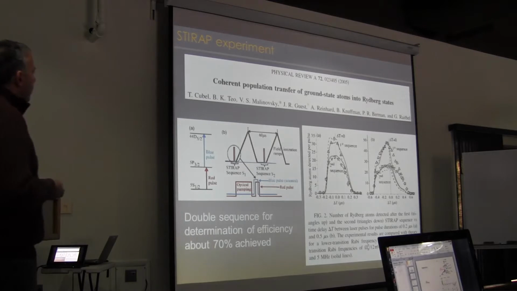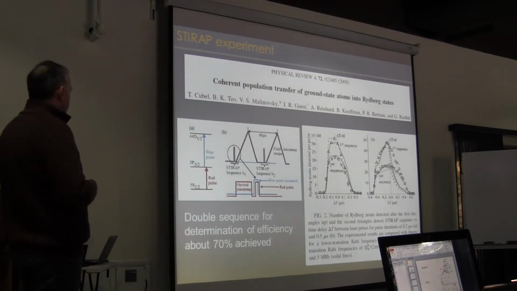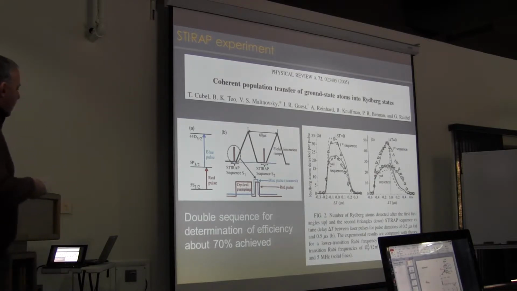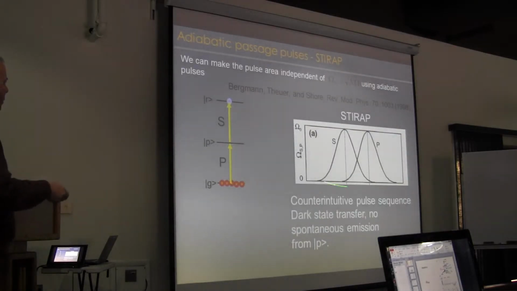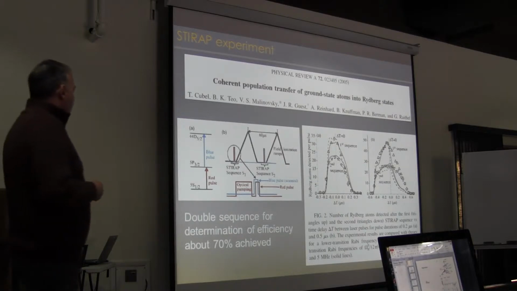I think that was the first time, in the Rifle group in about 2005, where they looked at the coherent population transfer of ground state atoms into Rydberg states using this stirrup type sequence. They actually didn't use these Gaussian envelopes like you see here. They used kind of square envelopes, partially overlapping. The precise form of the envelope turns out to be not that important.